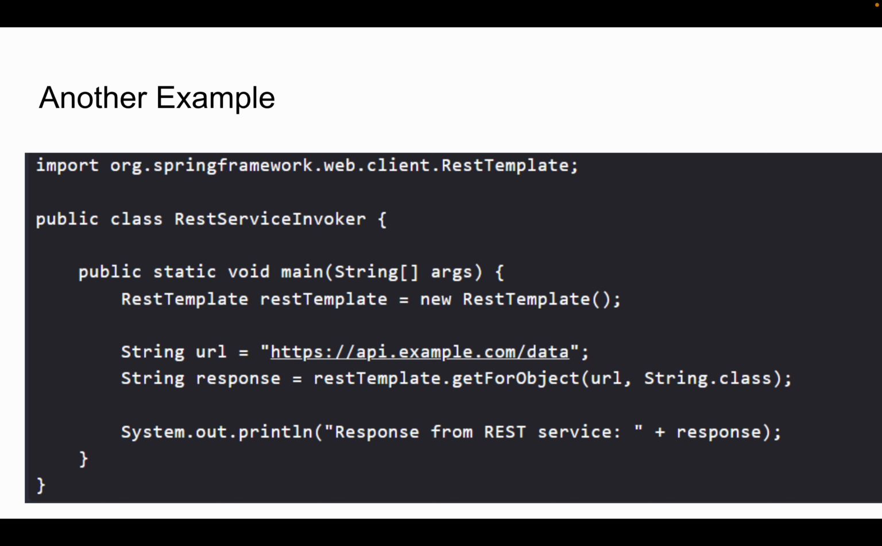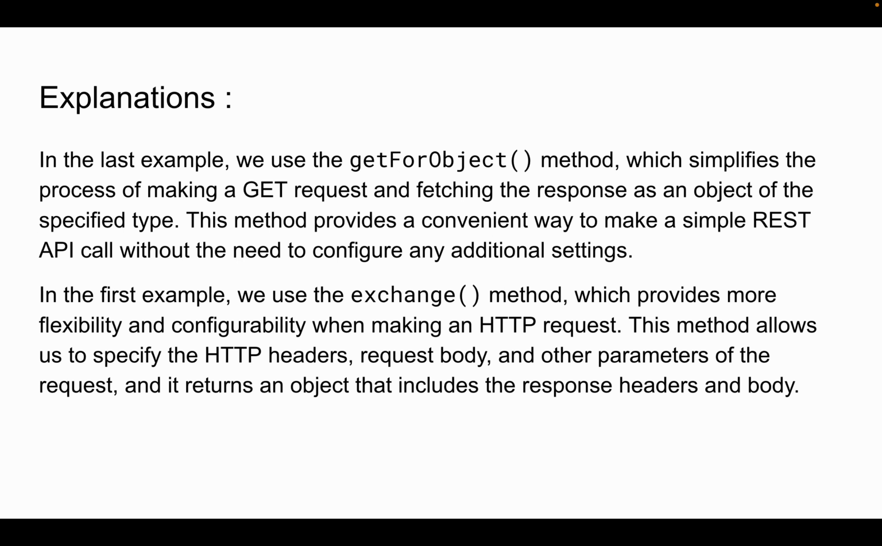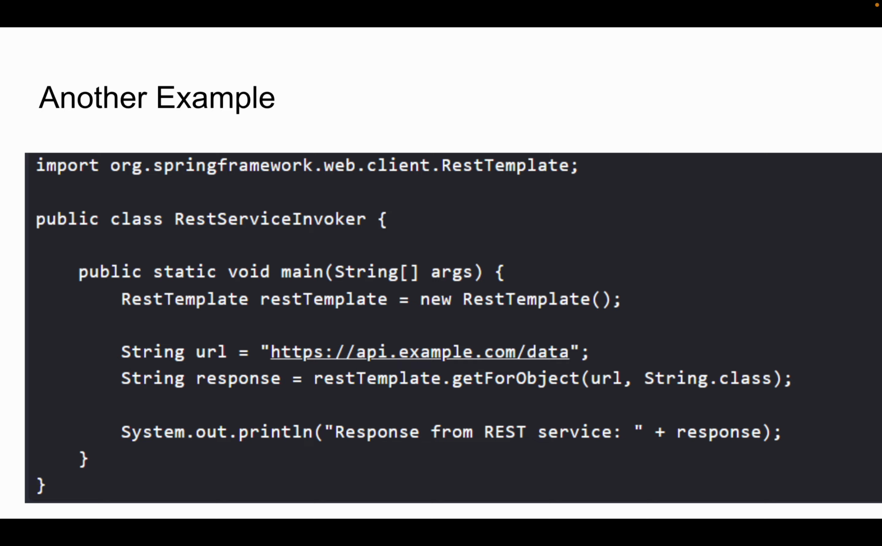The other example is very simple. Here you are creating a RestTemplate object and a string URL, and in the string response you are using restTemplate.getForObject. You are passing the URL and String.class, and then when you print using System.out.println the response for the REST service, you can directly print the string response. So in the last example, we used getForObject, right? So you can see here we have used restTemplate.getForObject.